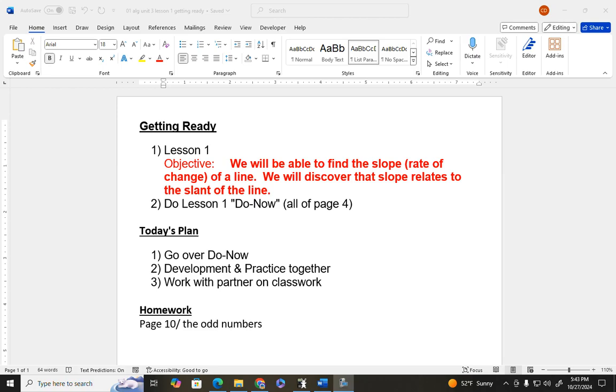So if you could write down the objective and start your do now. Of course, I'm going to be going over the do now as well. Notice on this page, which is posted on your Google Classroom, it tells you what your homework is at the bottom, page 10, and you're doing the odd numbers. So 1, 3, 5, 7, so on. I think it's like a total of 7 or 8 questions, just to practice the skill that we're learning in class today.